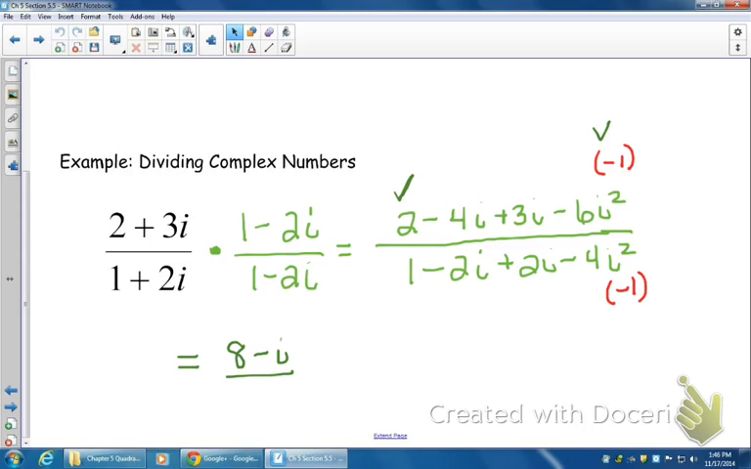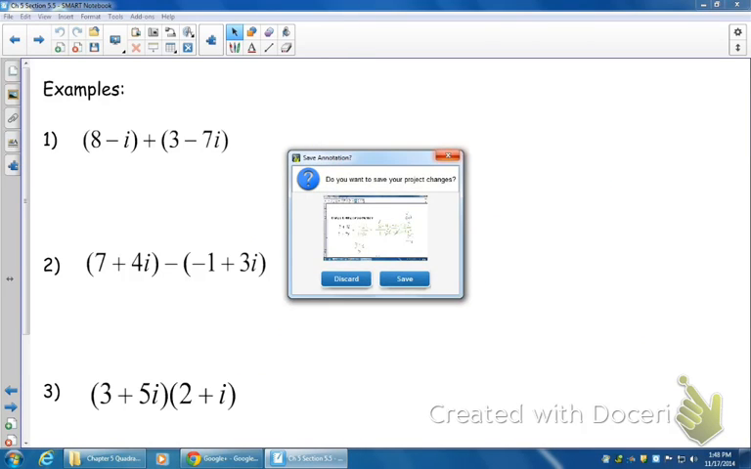In the denominator, the two middle terms cancel, and they should always cancel because we picked conjugate pairs on purpose so that we wouldn't have an i in the denominator. We have a negative 4 times a negative 1, so this is a positive 4, plus the 1, which is 5. And that's it. So let's go to the next page.